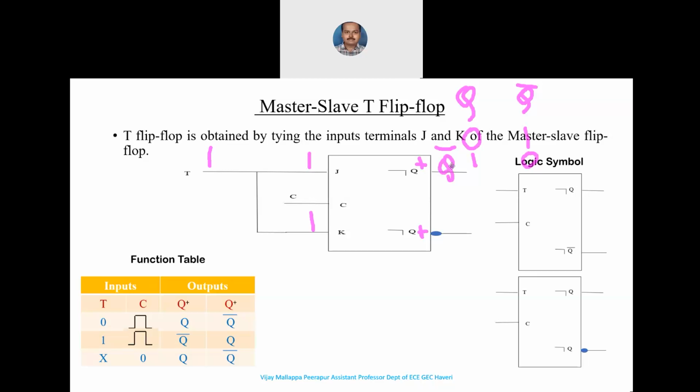So here, when I say Q bar, the output, the next state is equal to the complement of the previous state. If the previous state is 0, the next state will be 1. Similarly, if the previous state is 1, the next state will be 0 when both J and K are equal to 1, which is nothing but when T is equal to 1 here, right? T stands for toggle. Why is it called toggle? Because when the T input is equal to 1, the output will toggle, because the next state is equal to the complement of the previous state when the clock input is applied.